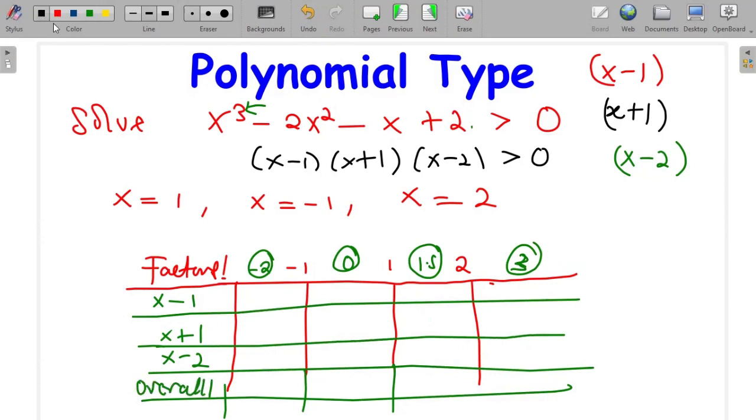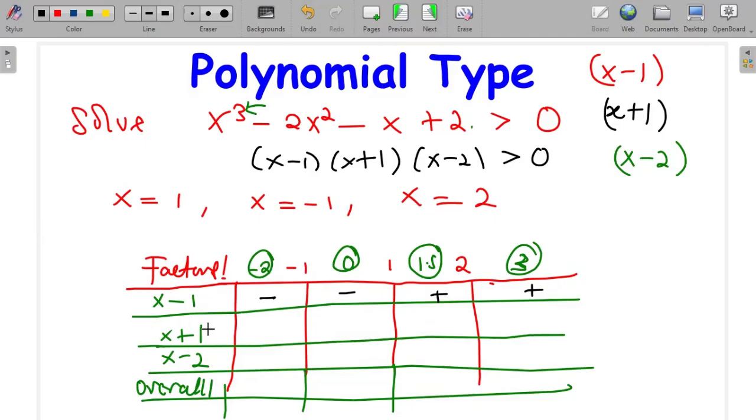So let's test. Okay, so for this one, if I put minus 2 where the x is, I'll get minus 3 here. So minus 3 is a negative number. If I put 0 there, I'll get minus 1, negative number. If I put 1.5, I'll get positive 0.5 because it will be 1.5 minus 1, positive 0.5. So this is positive. If I put 3 there, again, I get positive.